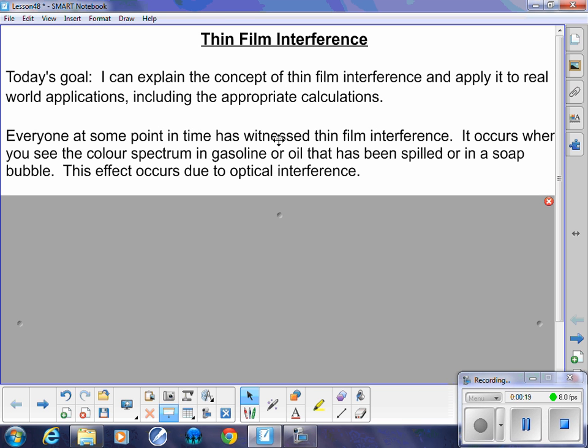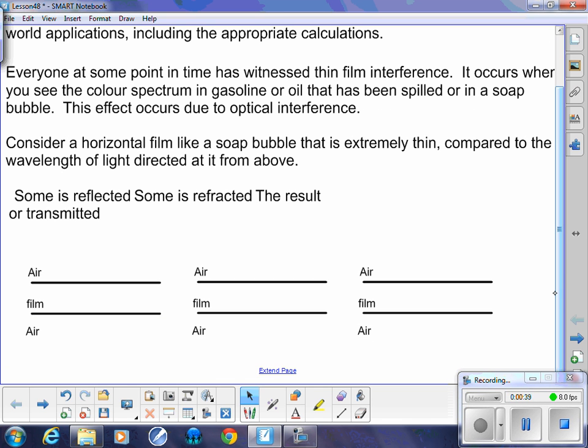You've seen interference before. If you've seen soap bubbles, when you get that kind of color effect, or spilt gasoline or oil on the ground, and you get that neat kind of color spectrum, that is in fact what we call optical interference. So why does optical interference occur, or how does it actually happen? We've got a couple of possibilities here.